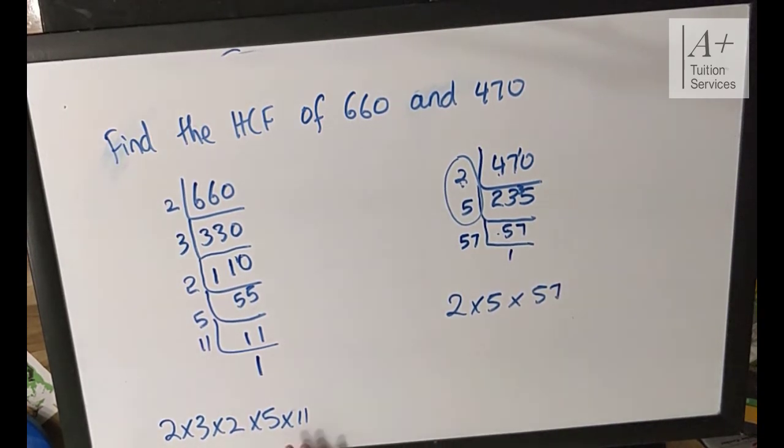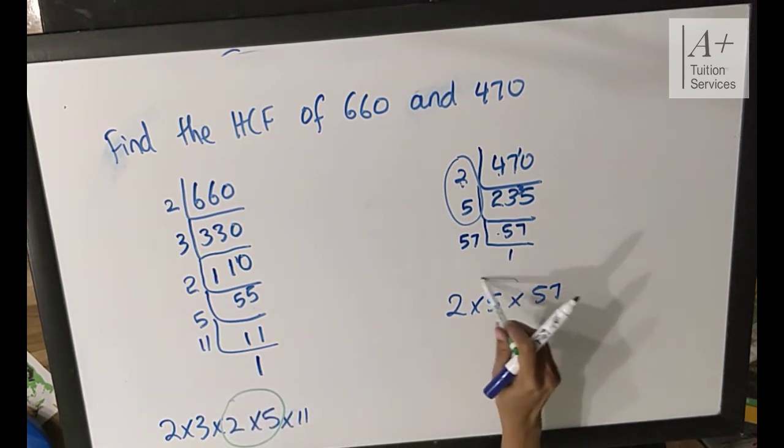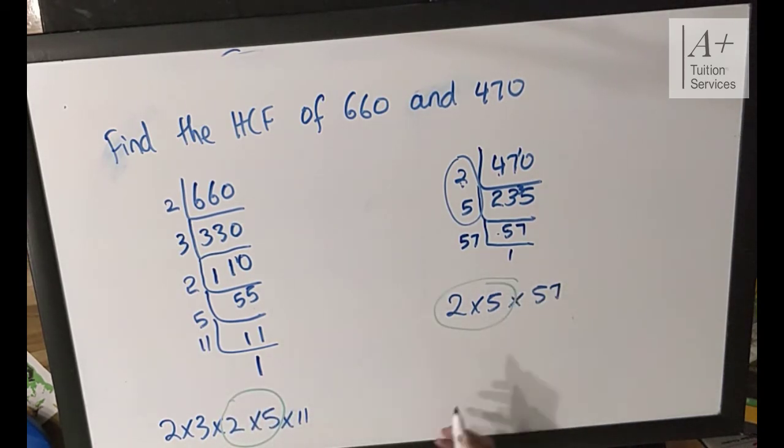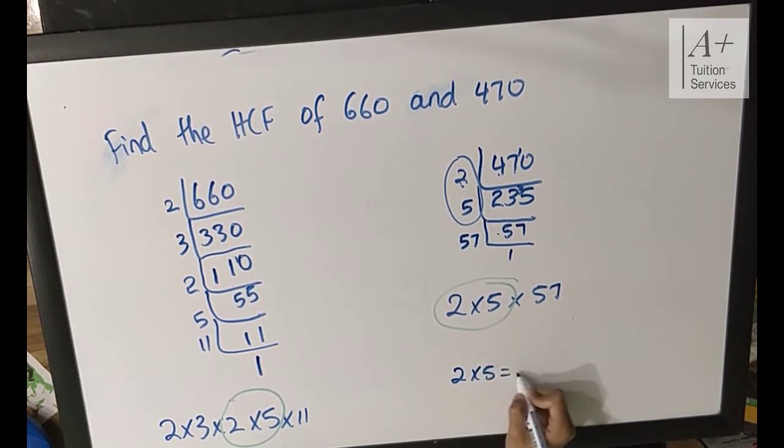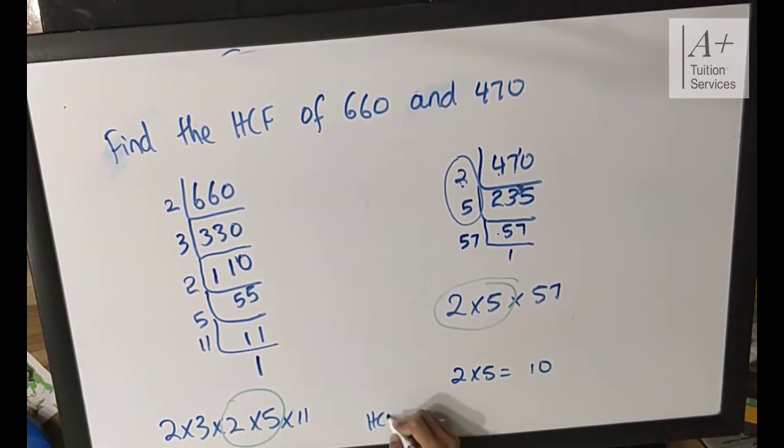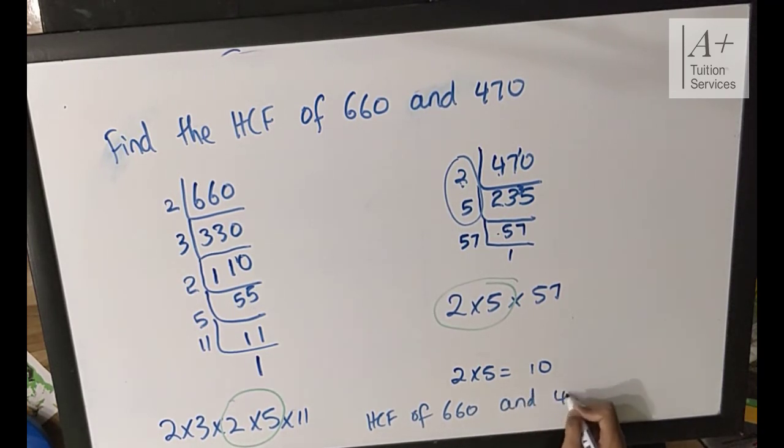So what is common between these? We have 2 multiplied by 5, right? And therefore, 2 multiplied by 5 is equal to 10. So the HCF of 660 and 470 is equal to 10. Okay? The highest common factor is these two, and when you multiply them, we get 10. So you can look at that as well.